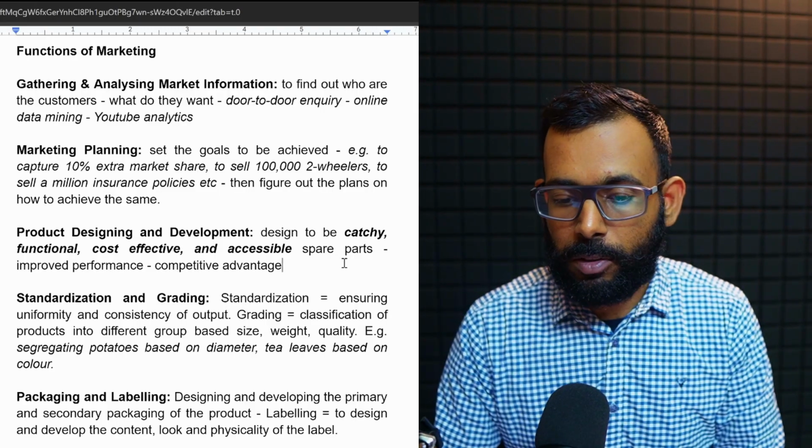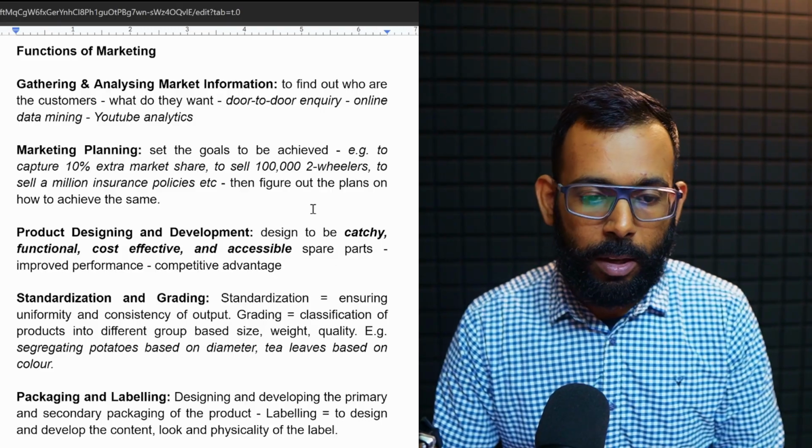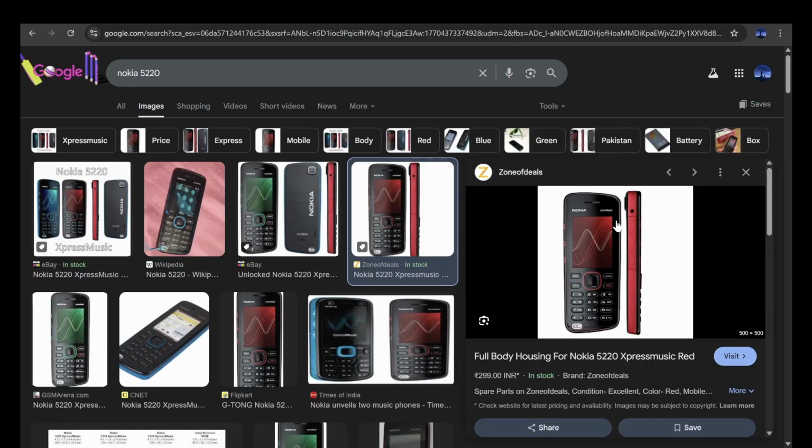Let me give you some examples of catchy design. So I will take you to an old product. This is the Nokia 5220. This is a product which was quite famous in 2009 and 10. Back then button phones were the normal. So I used this phone. I am showing this phone because I used it for a period of, I think, 2 to 3 years, 2009 to 2011, or maybe 2010. 2 years I used this phone.